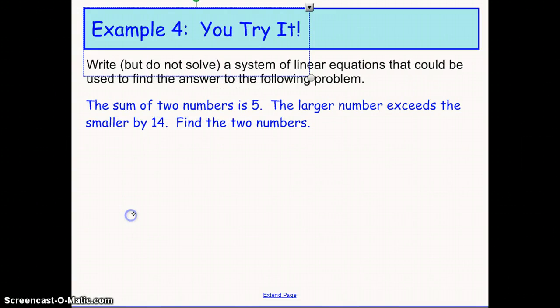Now that you're done with example 3, I'd like you to try one more. Same directions, write but do not solve a system of linear equations that could be used to find the answer to this problem. The sum of 2 numbers is 5. The larger number exceeds the smaller number by 14. Find the 2 numbers. So again, define 2 variables. Write down 2 pieces of information about them. Use each piece of information to write an equation and get a system. You don't have to solve this system. You didn't have to solve the system in example 3. So try those 2, and then you're done for the evening.